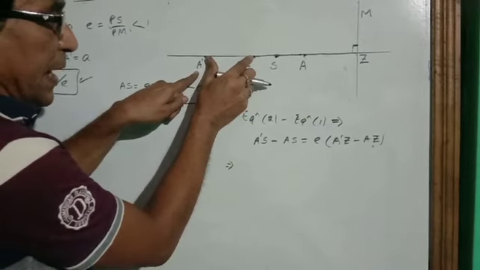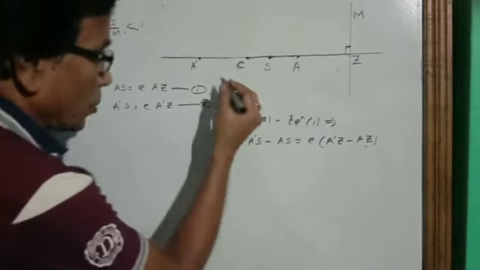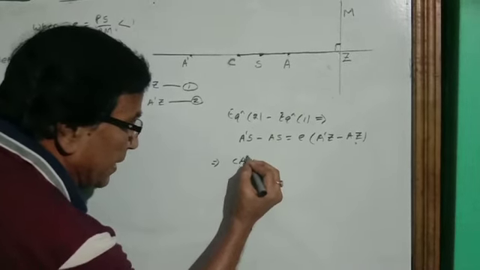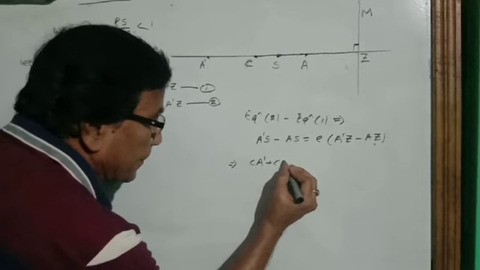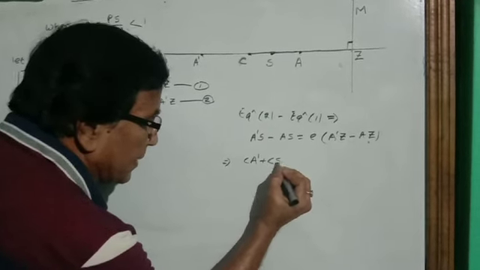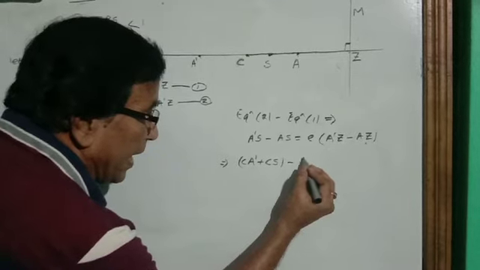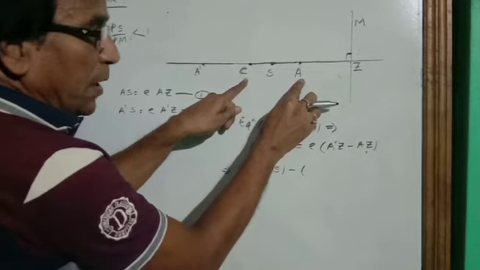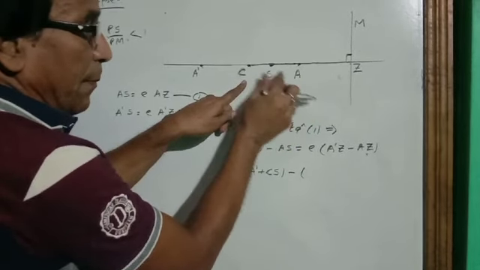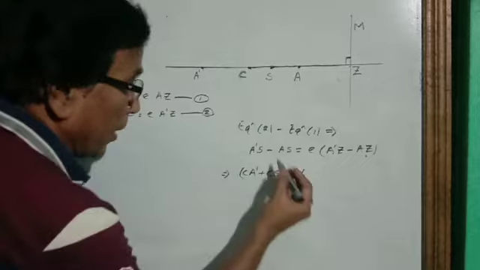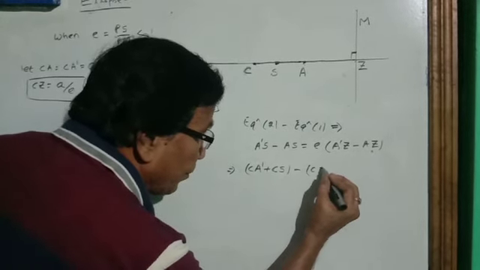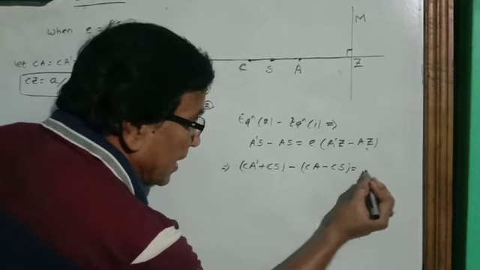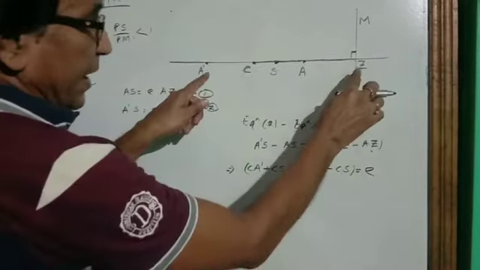Now here you see that A dash S is equal to CA dash plus CS. So A dash S is equal to CA dash plus CS minus AS. What is AS? AS is equal to your CA minus CS. CA minus CS, that is AS. So AS is equal to CA minus CS is equal to e into A dash Z.